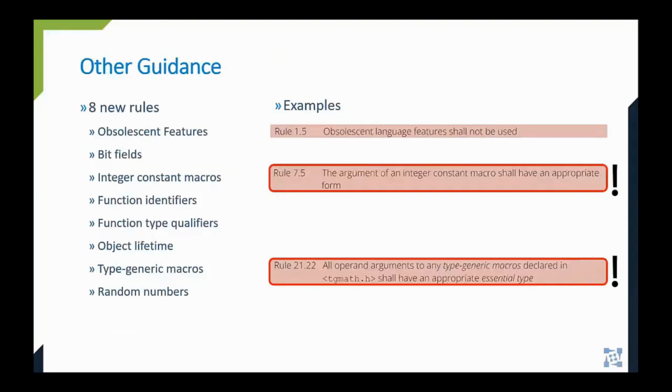And finally, Amendment 3 adds 3 more rules covering different aspects of the C language, which apply also to the older language versions. This includes restricting use of the features defined as obsolescent by the standard, and some other areas: bit fields, integer constant macros, function identifiers, function type qualifiers, object lifetime, type generic macros, and use of the random number functions from the standard library. 2 of these additional rules, 7.5 and 21.22, are mandatory, because violating them always results in undefined behavior.